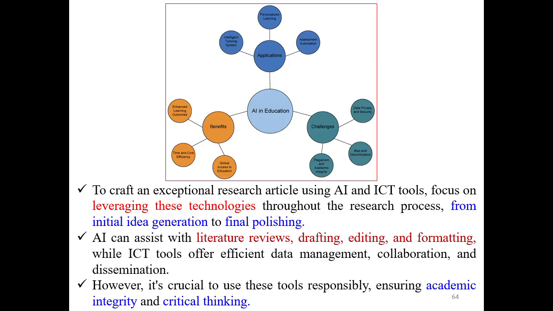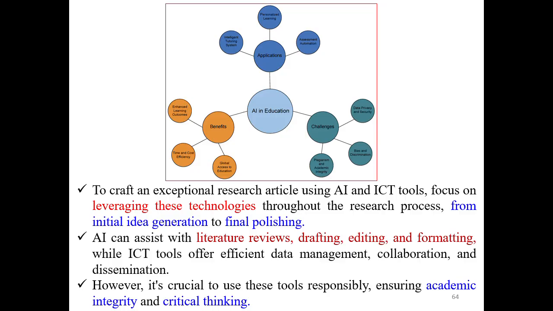By using AI and ICT tools to craft an exceptional research article using artificial intelligence and information communication technology tools, we are focusing on integrating these technologies throughout the research process, from initial idea generation to final polishing. That means the final ready-made application we are preparing. AI can assist us to prepare literature reviews from the collected research papers, and then we are drafting, editing and formatting with the help of ICT tools, which offer efficient data management, collaboration and dissemination.